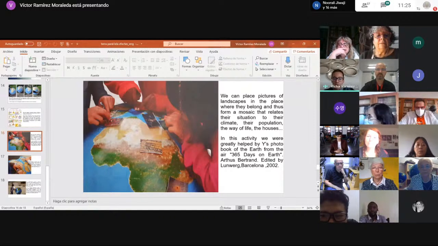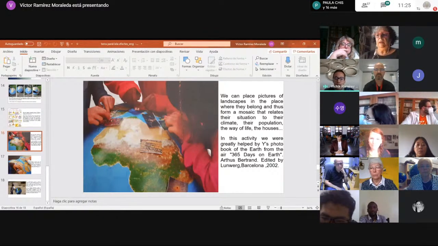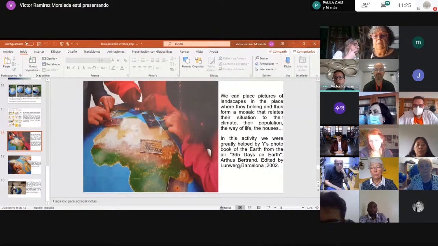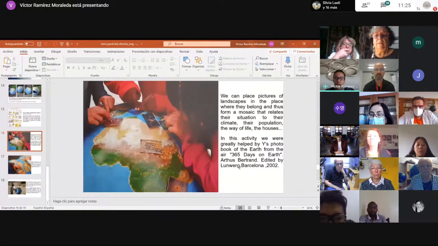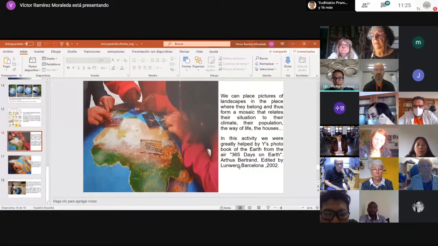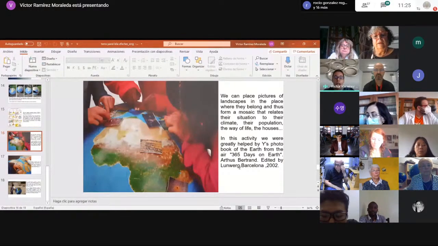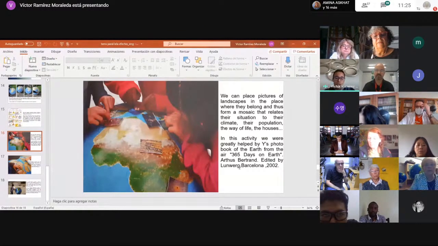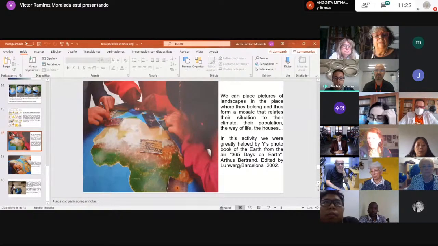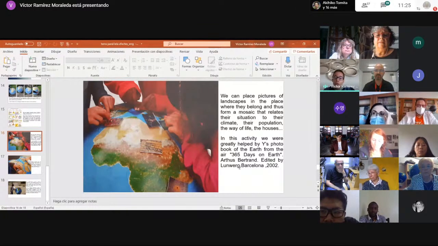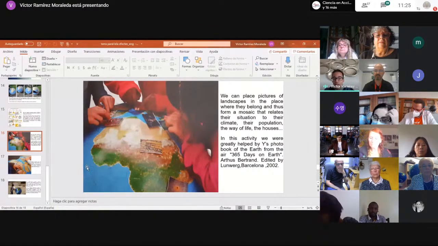Okay. For doing this activity, we were really helped by a book by Arthur Bertrand, and we scanned photos, and then we had to try to know the place where these photos were taken. So then we placed these pictures on the Earth parallel model, and by looking at these pictures, we can know about the situation, the climate, the population, their way of life, their houses. And definitely by using some pictures, we can know about people in different places and their situation, their way of life, their fauna, and all this stuff.